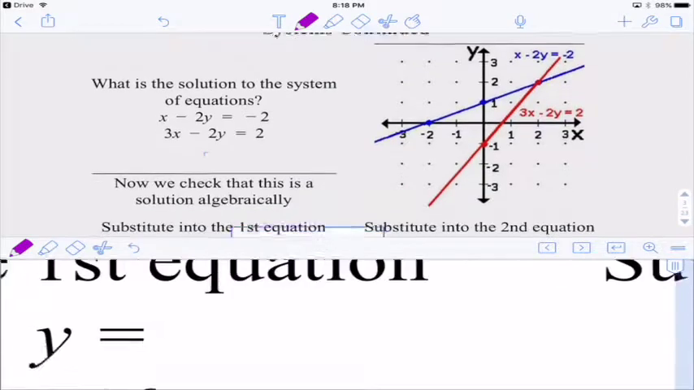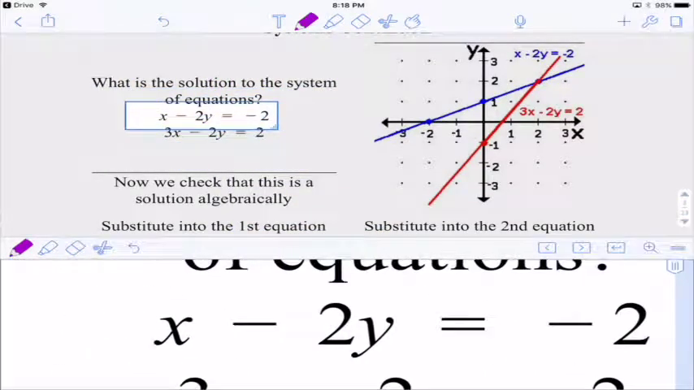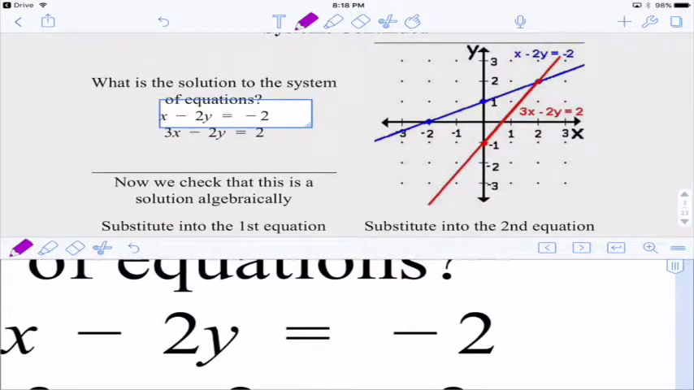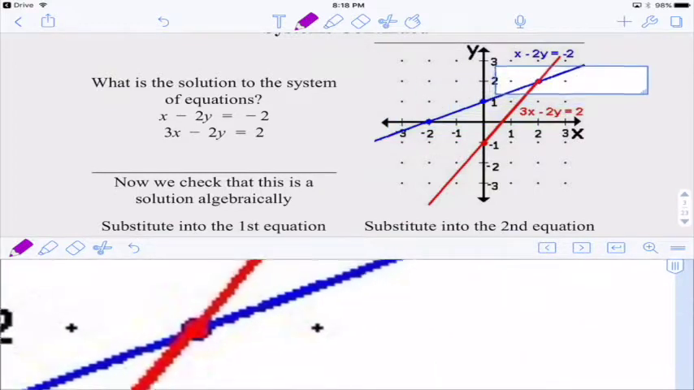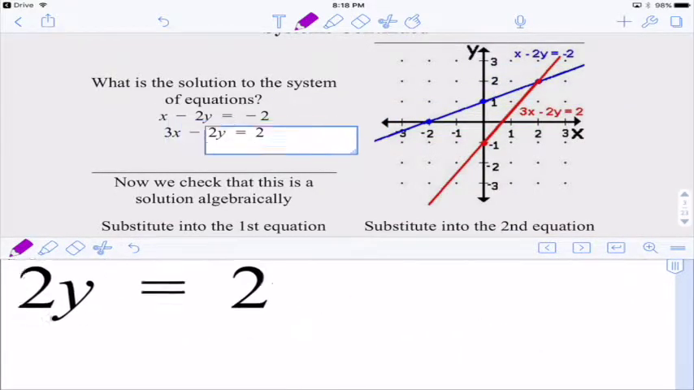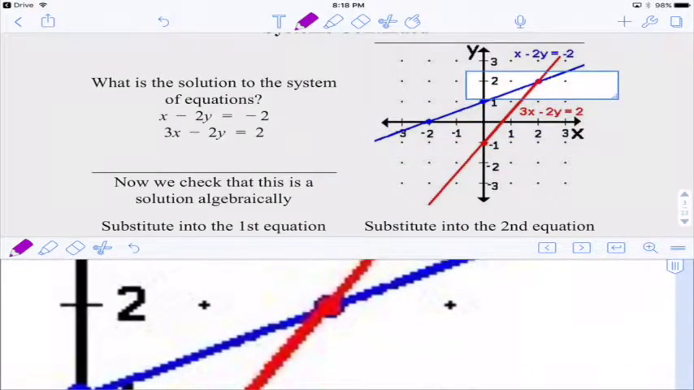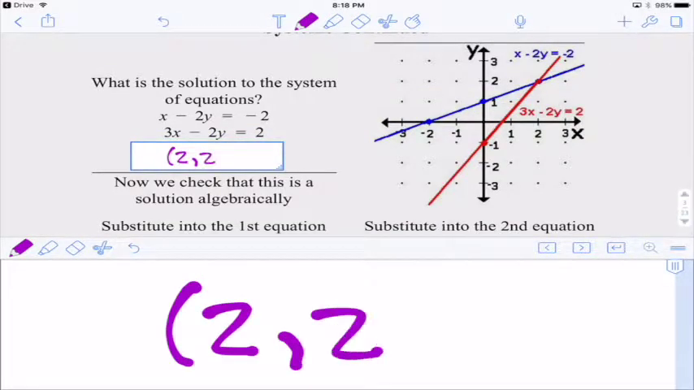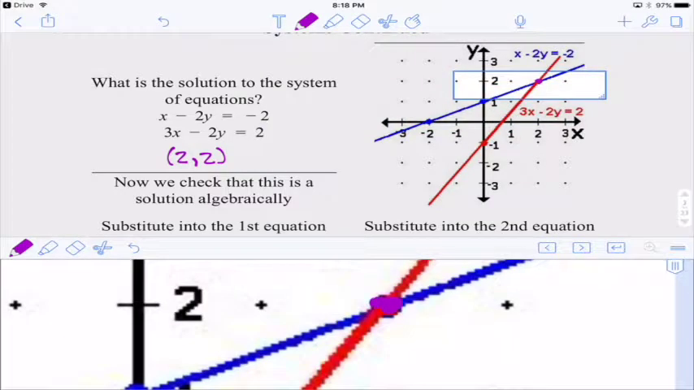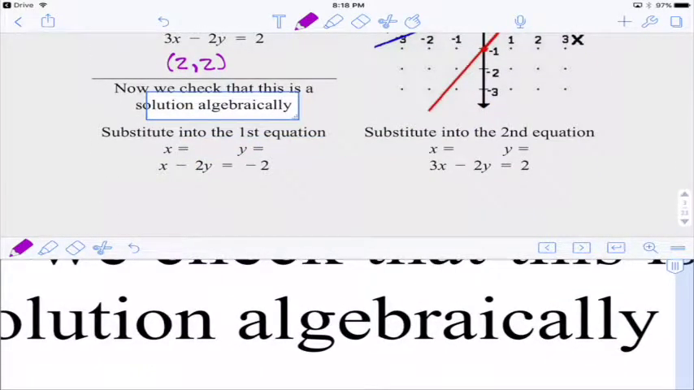So here's some more about systems of equations. What is the solution to the system of equations? x minus 2y equals negative 2. That's this blue line. And 3x minus 2y equals 2. That's the red line. Okay, so the solution is that intersection point, (2, 2). So the solution is (2, 2), right? This point right here. Now we want to check that this is the solution algebraically.